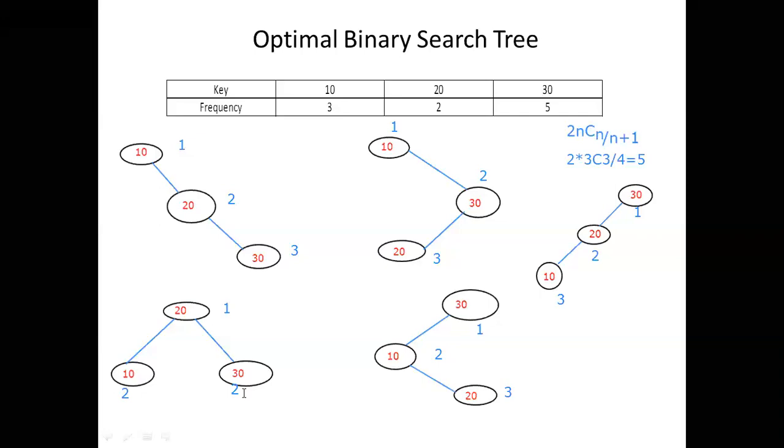Now I have to find out the average number of comparisons. Right? Average means how to find it out? 1 plus 2 plus 3 divided by the number of values, keys, 3. What is the value? 1 plus 2, 3, 3 plus 3, 6. Answer is 6 by 3. The total average number of comparisons in this particular tree is 6 by 3.